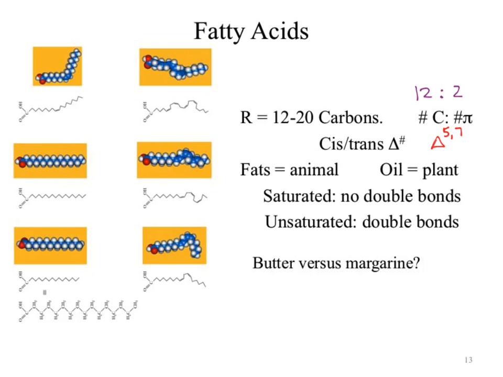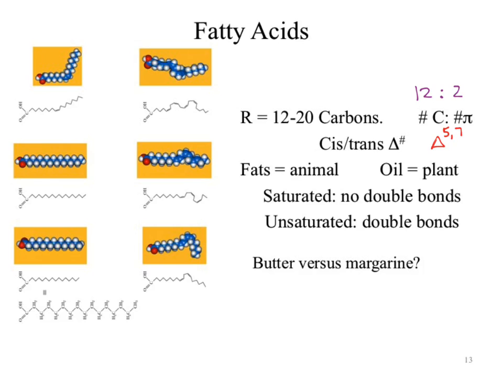Well, some of that comes down to the origins of where these fatty acids come from. Fatty acids are in both animals and plants. Everybody needs membranes, so we have them. In animals, we tend to call them fats, and in plants, we tend to call them oils. Why would we do that?